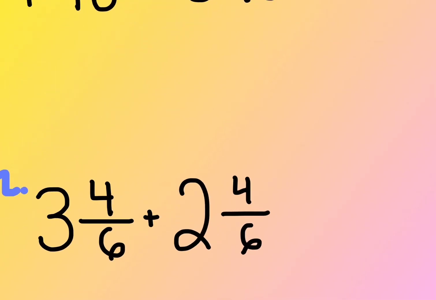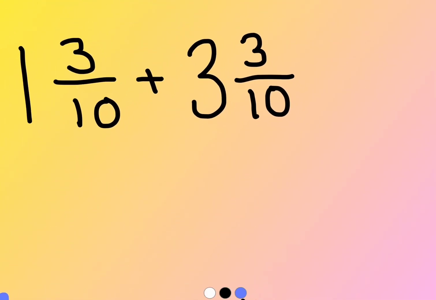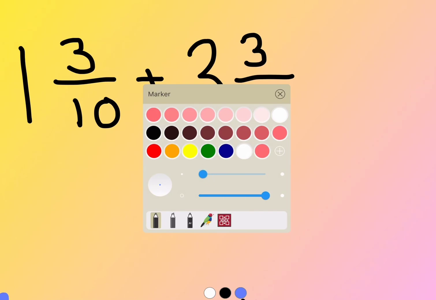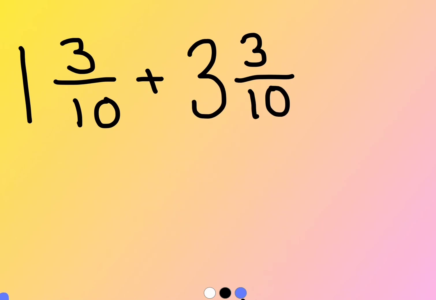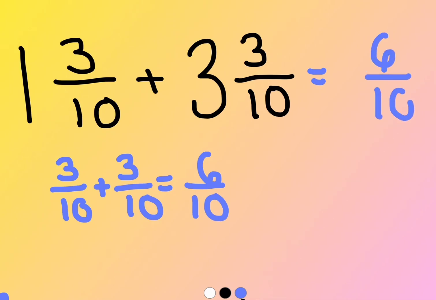Let's hop into number 1. This is 1 3/10 plus 3/10. First thing I'm going to do is add my fractions together. I have 3/10. That's kind of thick. There we go. I have 3/10 plus 3/10. If I start with tenths and I add tenths, I'm going to end with tenths. And 3 plus 3 is 6. So I have my first part of my mixed number answer, 6/10.